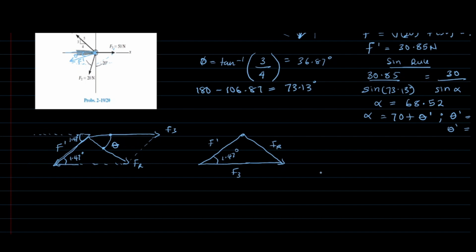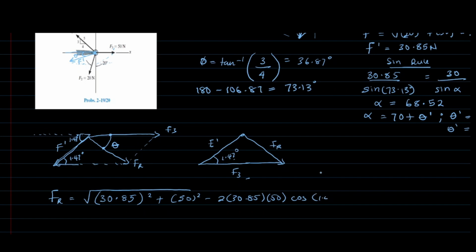Now to get FR, we can simply use the cosine rule again, which is going to be F bar square plus F3 square. We actually know these values. I don't know why I keep writing them abstractly. This was 30.85 squared plus 50 squared minus 2 times 30.85 times 50, cos we got the angle here, 1.47 degrees. You solve this in your calculator and you're going to get 19.2 newtons.